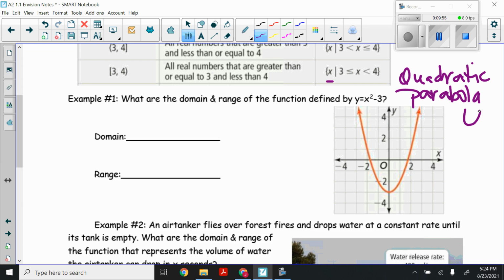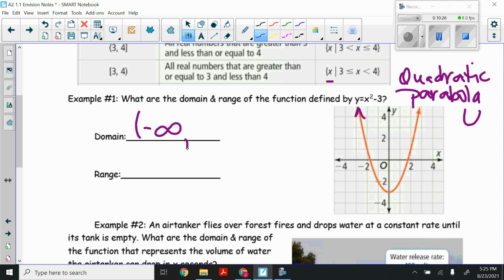Domain, that's all the x values, everything I can put in. Remember that we read a graph from left to right. The arrows on the ends tell me that it goes on and on and on forever. So for the domain, we always start with the lowest number first. This arrow tells me that my x's keep going on and on forever. So this graph is going to keep extending, so I can put in any negative number. It's going to keep going out to negative infinity. Negative infinity is always a parenthesis, so parenthesis negative infinity, comma.